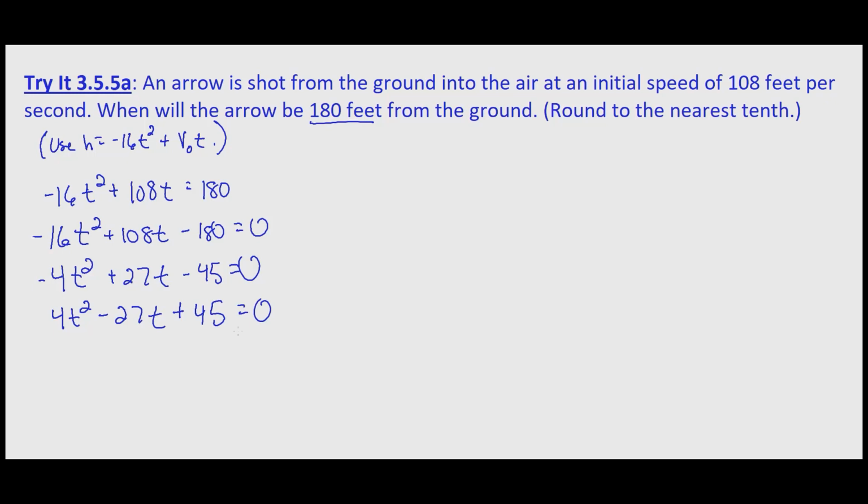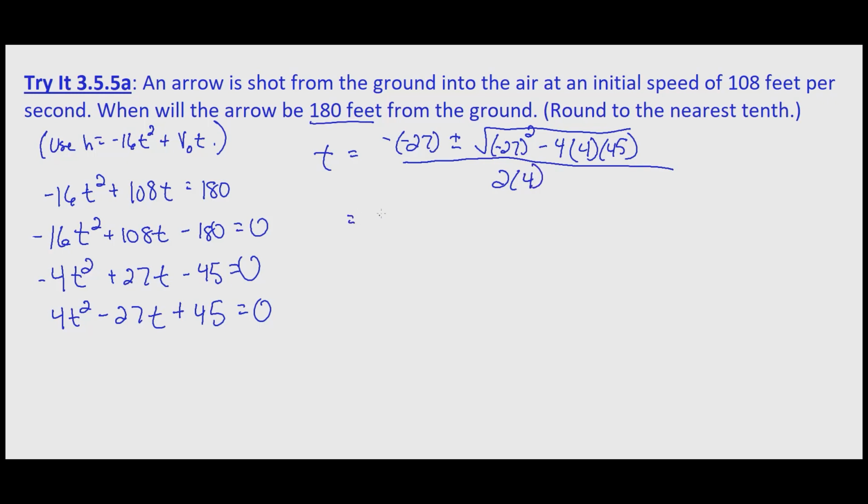At this point, it's not going to factor, at least simply. We might be able to factor, by trial and error, but we're going to go ahead and just implement the quadratic formula. T equals negative b, so negative 27, plus or minus the square root of b squared, so negative 27 squared, minus 4 times a, which is 4, times c, which is 45. All of this over 2a, which again, a is 4, so all over 2 times 4.